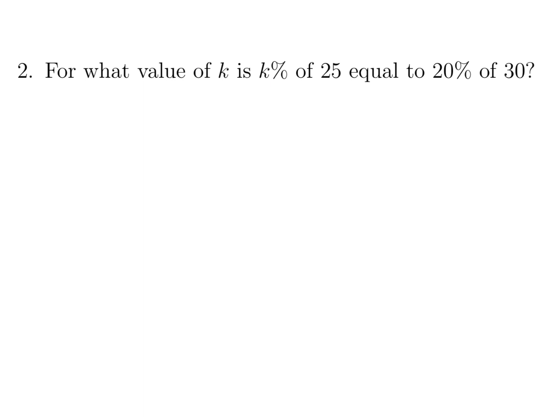For what value of k is k% of 25 equal to 20% of 30? So k% is really k over 100. And they're taking that of 25, and they're saying it's equal to 20%, which is 20 over 100 of 30. So that is the equation.